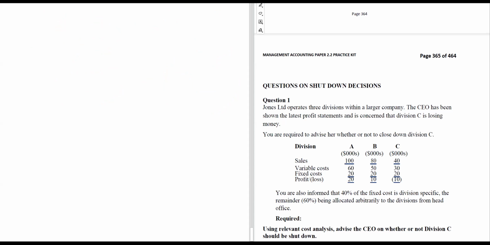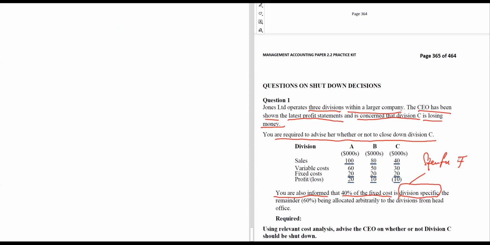Now it says Jones Limited operates 3 divisions within a larger company, and the CEO has been shown the latest profit statement and is concerned that Division C is losing money. You are required to advise her whether or not to close down Division C. So we have sales, variable cost, fixed cost. And they said we are informed that 40% of the fixed cost is division specific. Division specific means a specific fixed cost. The remainder, 16%, has been allocated arbitrarily to the divisions from head office, meaning that this is what?